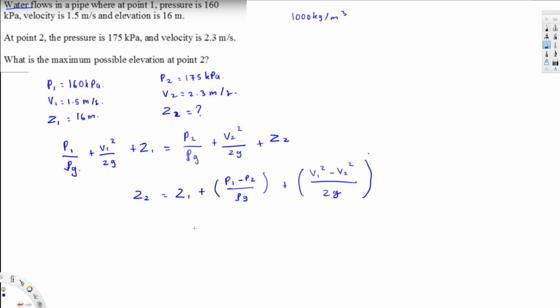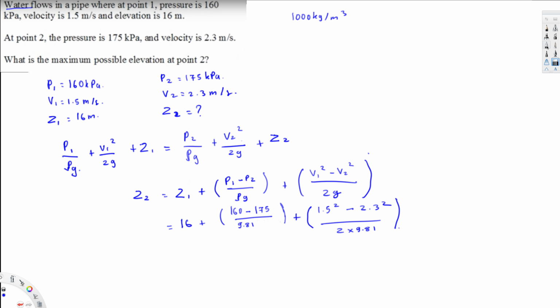Now all we have to do is simply plug in the values. So we have Z1, 16 meter, plus P1, which is provided, 160 kilopascal, minus P2, 175 kilopascal, divided by rho G. So rho is 1000, G is 9.81, I can say 9.81 kilonewton per meter cube, same thing as kilogram per meter cube multiplied by meter per second square. The unit is not a problem, there are many conversions in units. You can try if you want, but there are many different ways to write it. Plus V1 is 1.5 square minus V2 is 2.3 square divided by 2 times 9.81 meter per second square. Let's leave the unit alone.